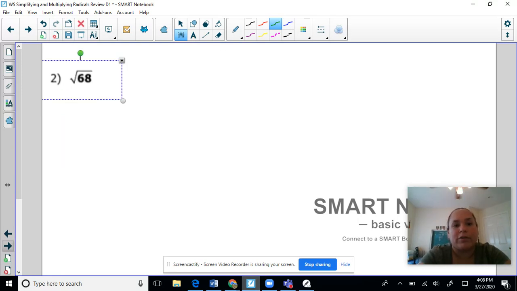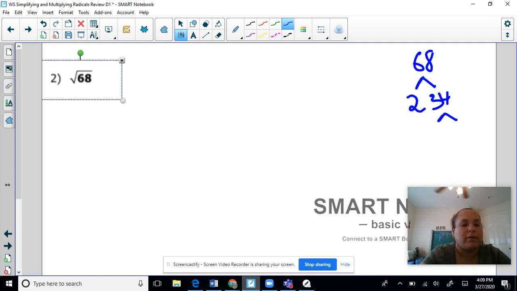Here we have the square root of 68. And what we're going to do is we're going to take the number 68 over here and we're going to break it down. We're going to start dividing by the number 2. If we divide 68 by 2, we get 34. We can continue breaking down the 34 by dividing by 2, and that's going to give us 2 times 17. We're going to go ahead and stop here because the number 17 is a prime number.